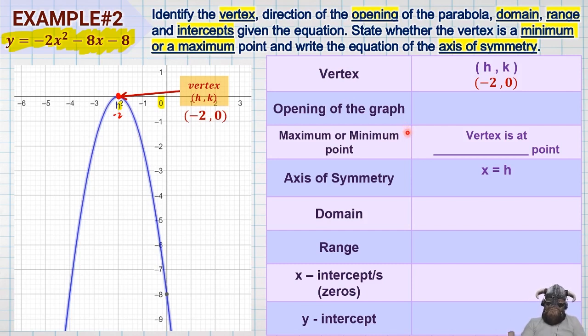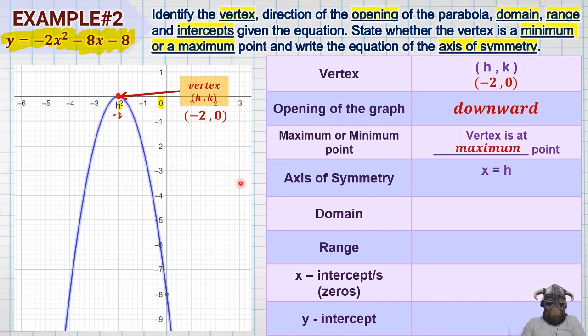Opening of the graph. Obvious naman, your parabola opens downward. Inverted letter U yung itsura niya. Next, is it on the maximum or on the minimum point? So, as we can see, katulad ng binanggit ko kanina, the graph is opening downward. Therefore, our vertex is at our maximum point. So, yan yung sagot natin.